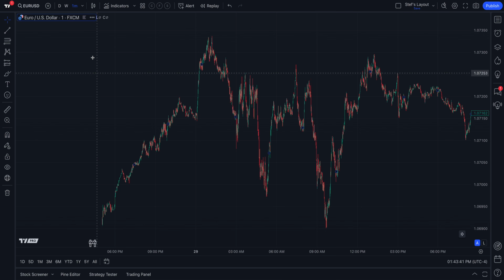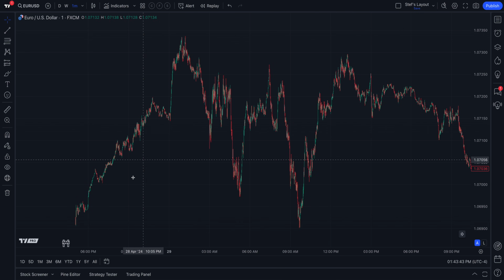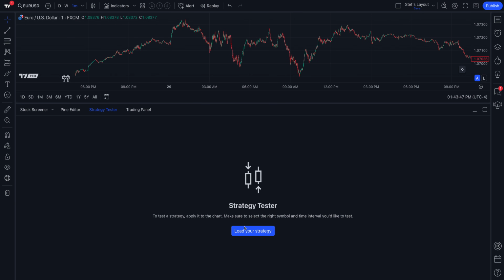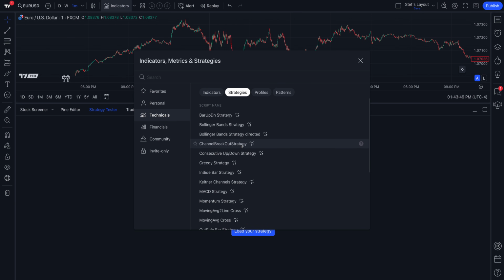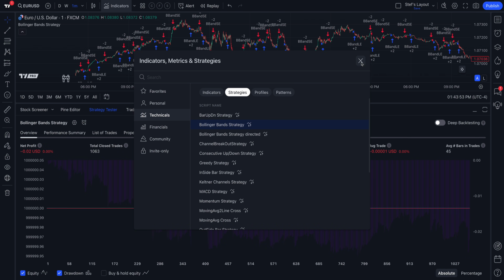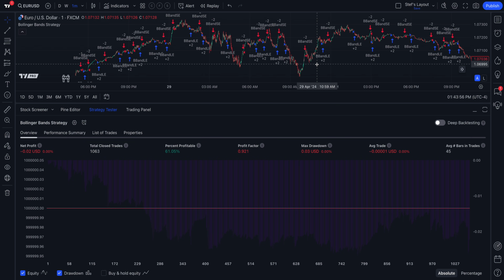Now, let's talk about some use cases for this data as well. Well, if you utilize the strategy tester, this is going to be rather important because what you can do in this example is you can utilize those 40,000 bars to backtest that strategy over all of this time.